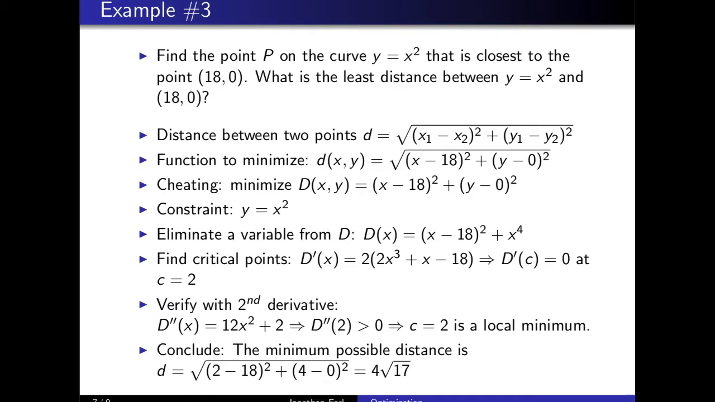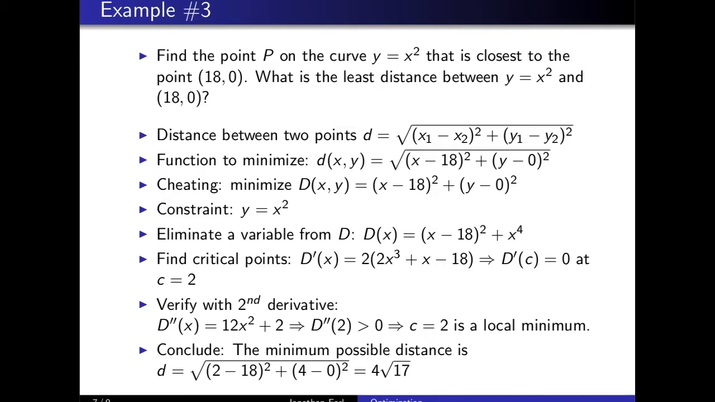Now, we're going to have to minimize this function, but I don't really want to minimize something with a square root in it, so what I'm going to do is cheat, and take a different function which is going to be the square of the distance function. I'm going to call that capital D, and I'll come back to this in a minute as to why this actually works and gives us the same answer.